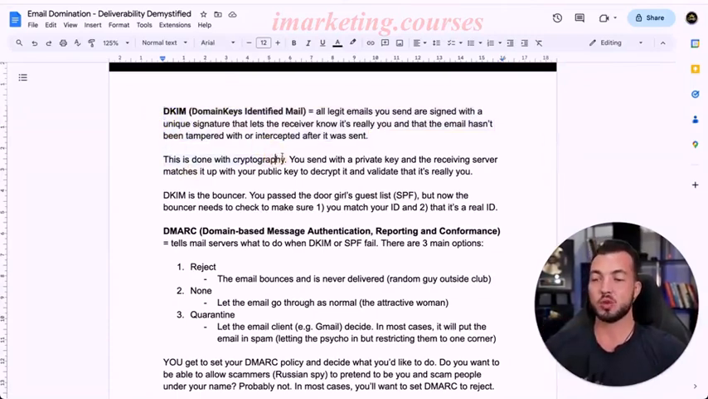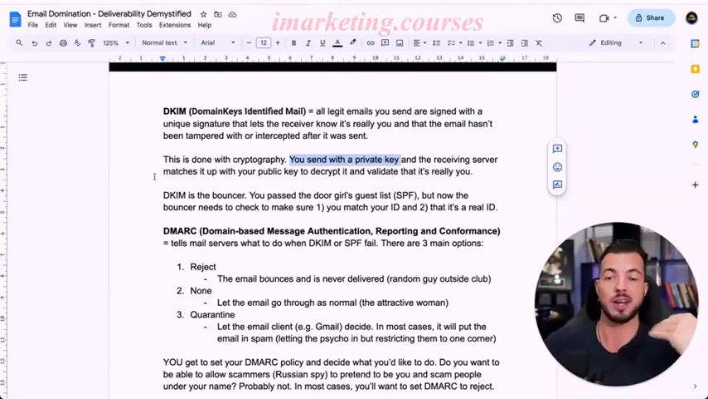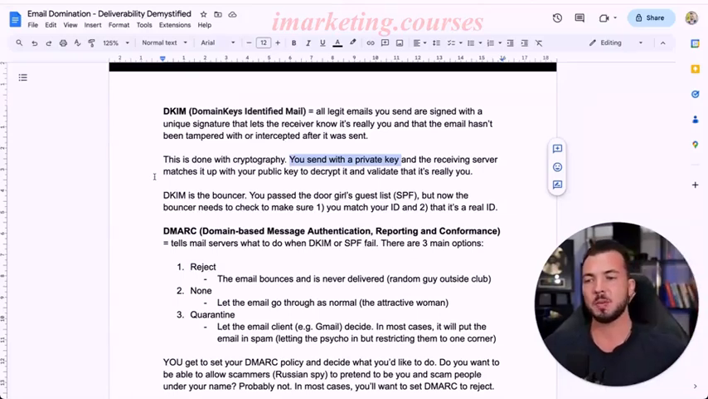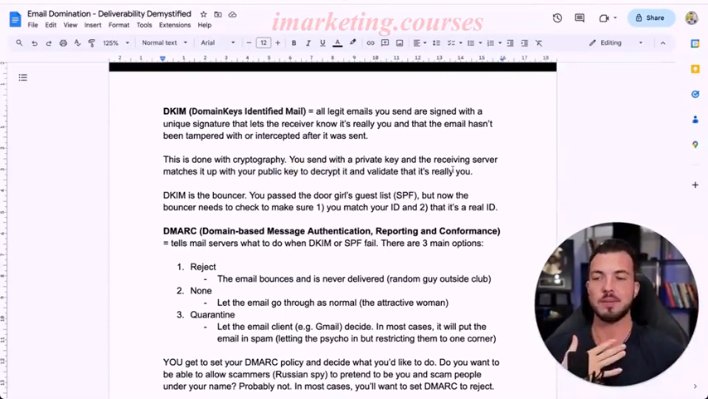So this is done with cryptography, right? Not important, just fun facts in case you were curious. So you send all of your emails with a private key, and the receiving server then takes the private key that's in your email and matches it up with your public key, which is on your public sort of database. So my domain, seanferris.com, has a public database with all the public keys. And if my private key from the email that I've sent matches up with the public key, then the public key will be able to decrypt it and then display the contents of the email. And it will validate that it is really me.